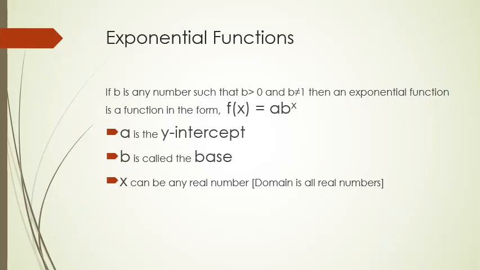All right, let's get to exponential functions. This is our last part. If b is any number such that b is more than 0 and b is not equal to 1, then an exponential function is a function in the form f of x equals ab to the x. Now that first semi-confusing part is just saying that b can't be negative and it can't be 1. That's basically what it's saying. You'll never run into those.